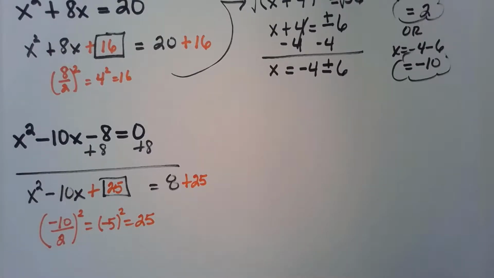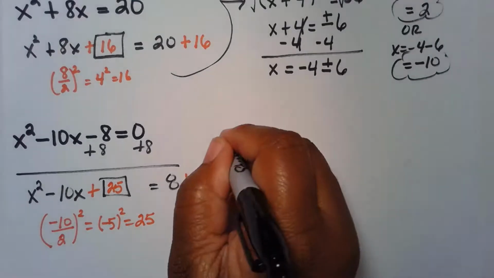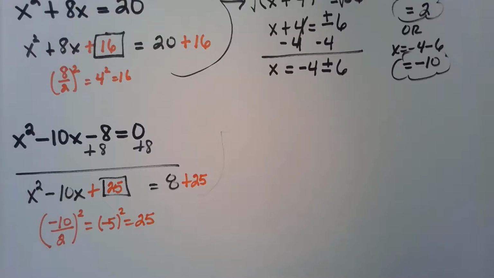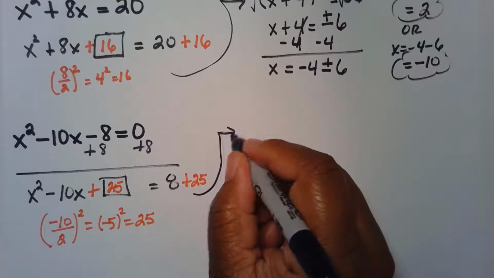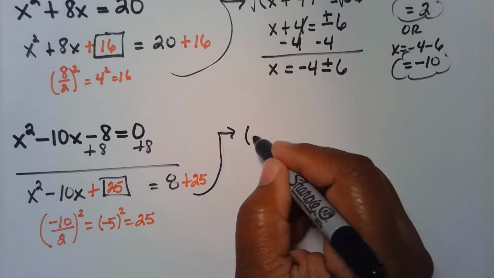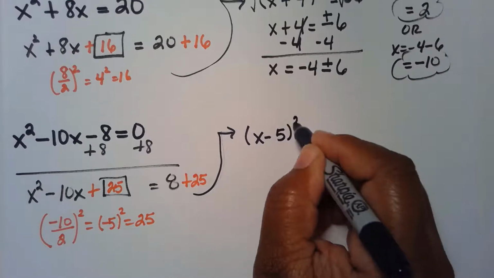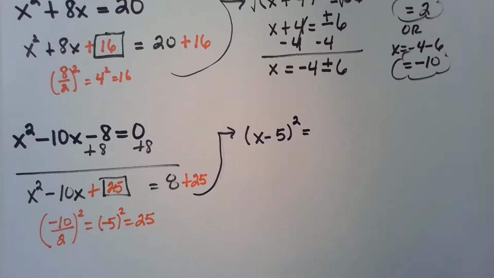Okay, so now what we have is a perfect square trinomial, the x squared minus 10x plus 25. So then that gives us x minus 5 squared equals, add 8 and 25, what would that give us? 33.